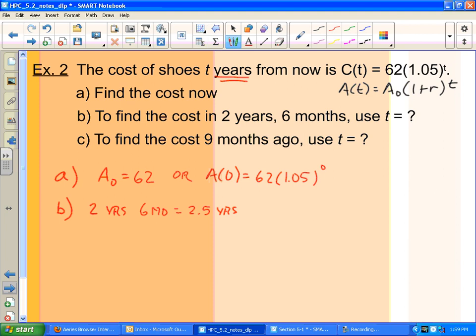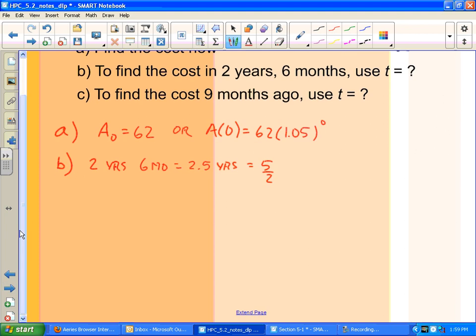So I'm just going to use decimal values now. Or I can do it as a fraction, like 5 over 2. So either one works. You can use the decimal equivalent or the fraction. Plug it in. How much are they going to be worth? $62 shoes now, in 2.5 years from now, assuming you're increasing at the same rate, how much are they?